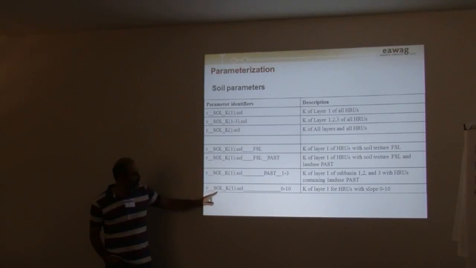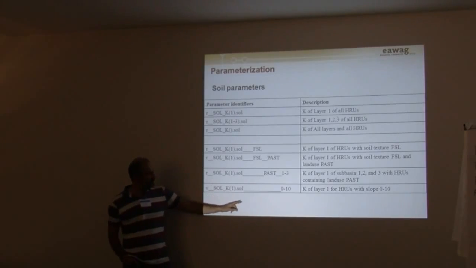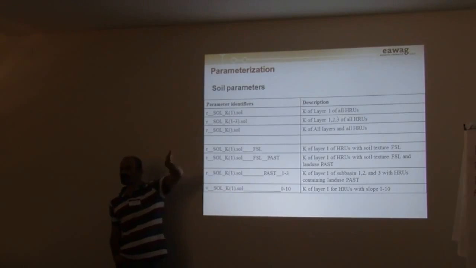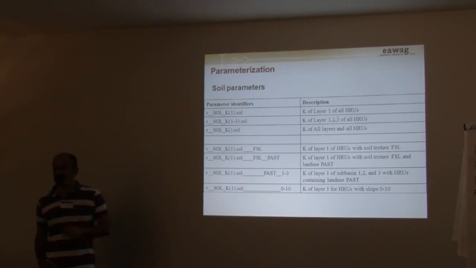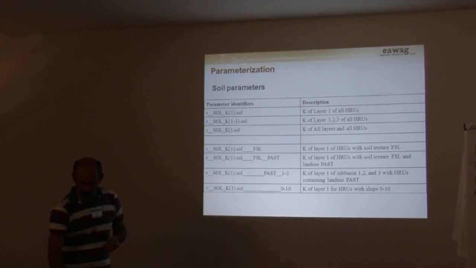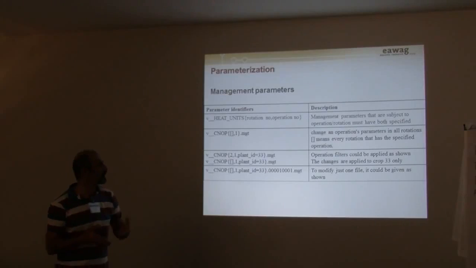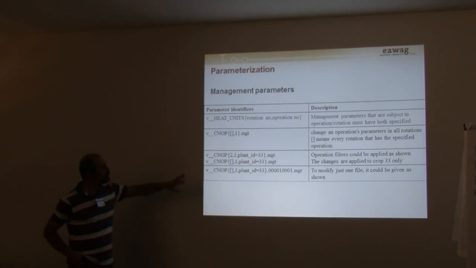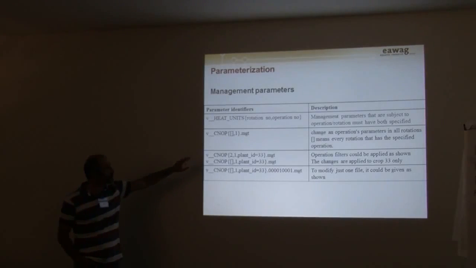And here, you want to change the hydraulic conductivity of the first layer only if it is on a slope from 0 to 10. Only for those. So you have a lot of options in how you want to parameterize. You can do that for almost, I'd say all, parameters in SWAT.